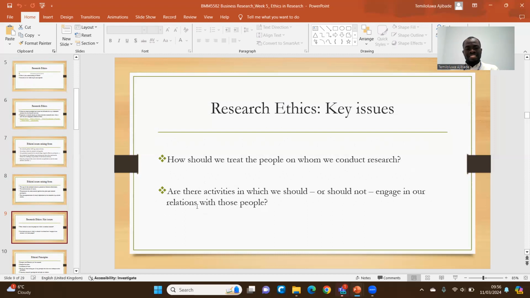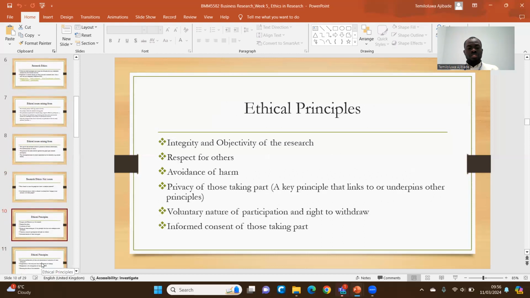And this is very, very important. And so now, are there any activities in which we should or should not engage in when we are relating with people that are participating in research? These are very important issues that we need to take into consideration.